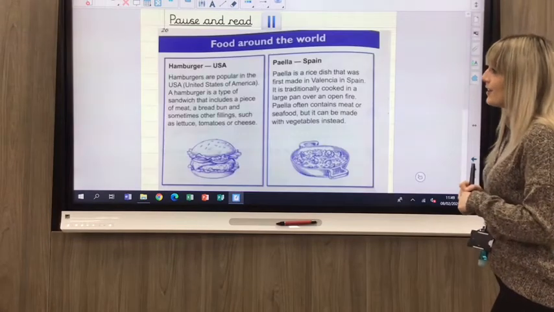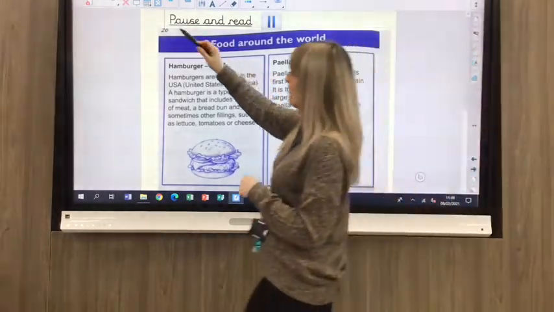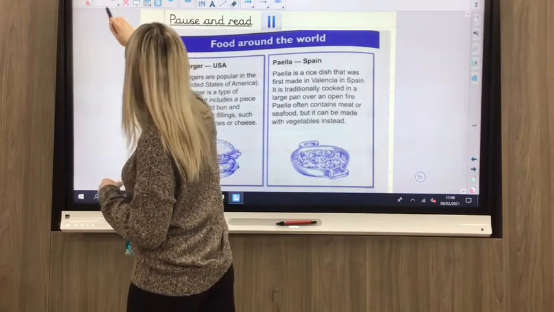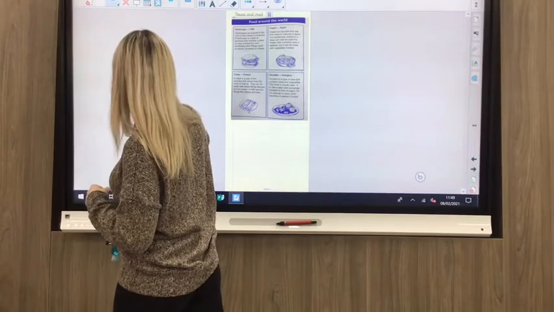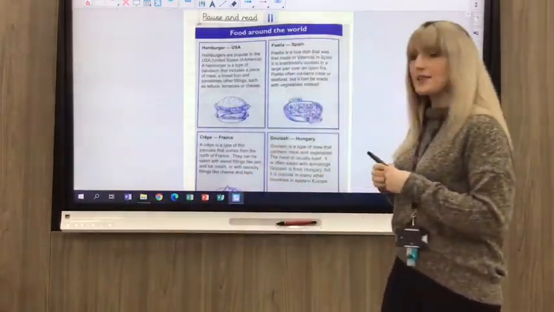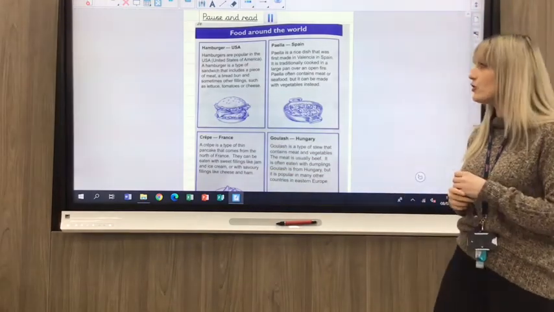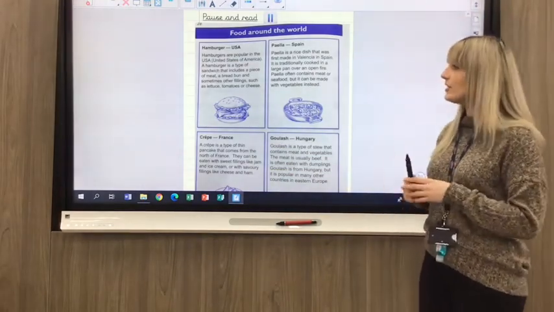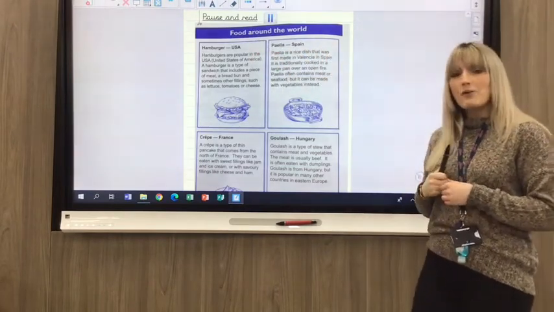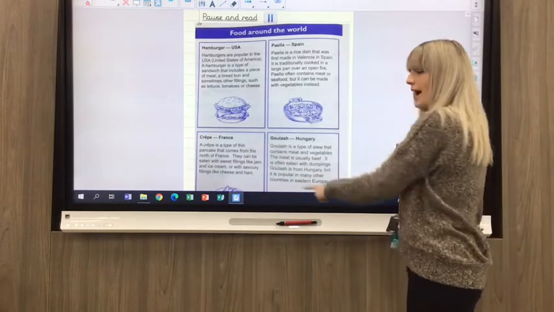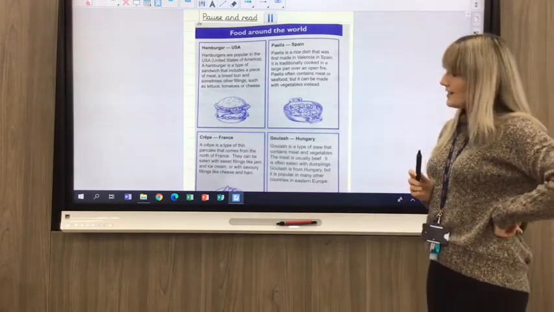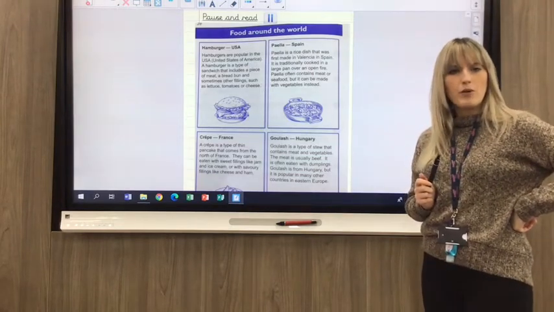Okay. Right, I'm going to zoom back out. And we're going to have a little look. Oops, I've gone too small. We're going to have a little look at our text today. So you're on page 26 of your booklet and our title is called Food Around the World. Now, just having a little look at this page, what straight away tells us it's non-fiction? What is a big clue?